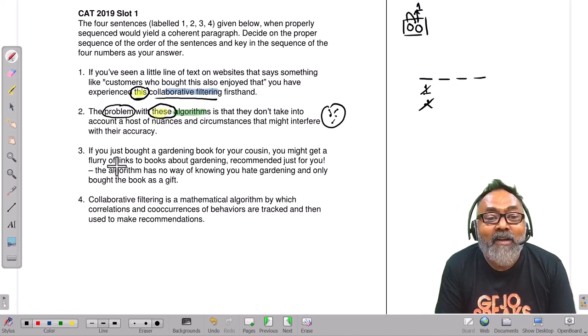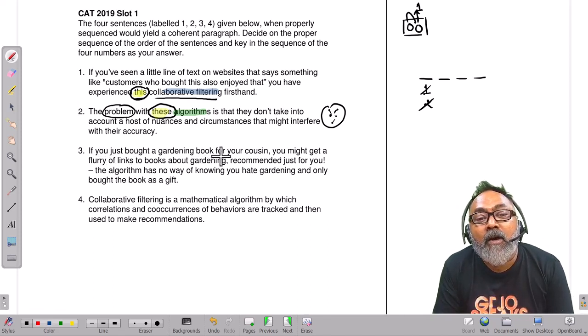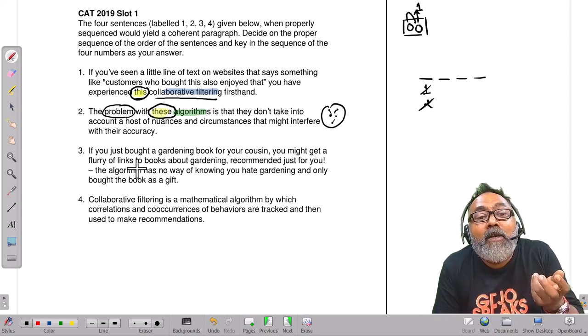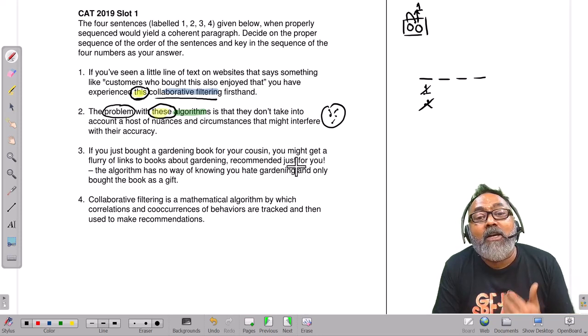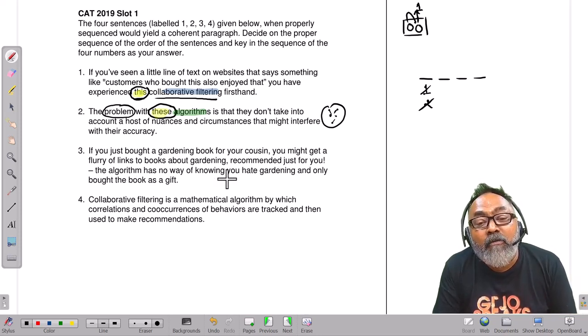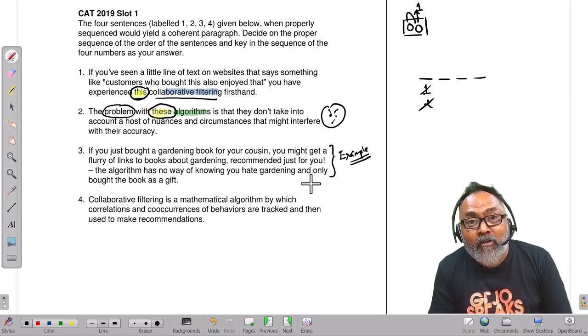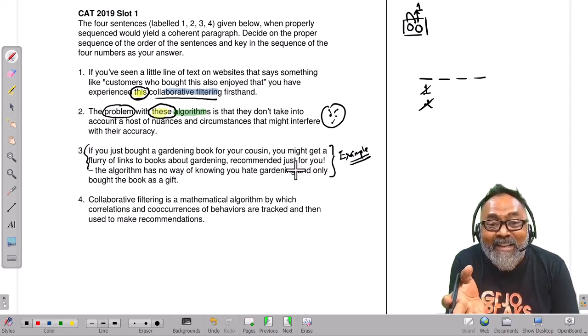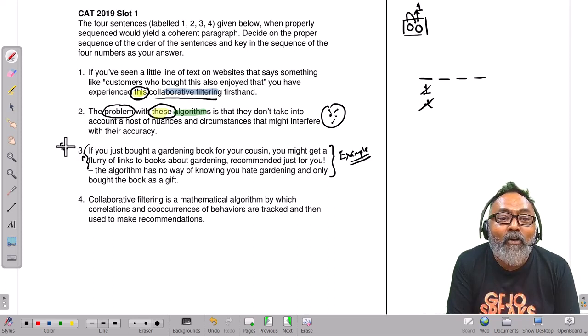If you just bought a gardening book for your cousin, you might get a flurry of links to books about gardening recommended just for you. The algorithm has no way of knowing you hate gardening or only bought the book as a gift. By the way, what do you think? It's an example, right? Did you identify this as an example? It's talking about a particular situation. If you get something, it's an example. They should have added the words for example.